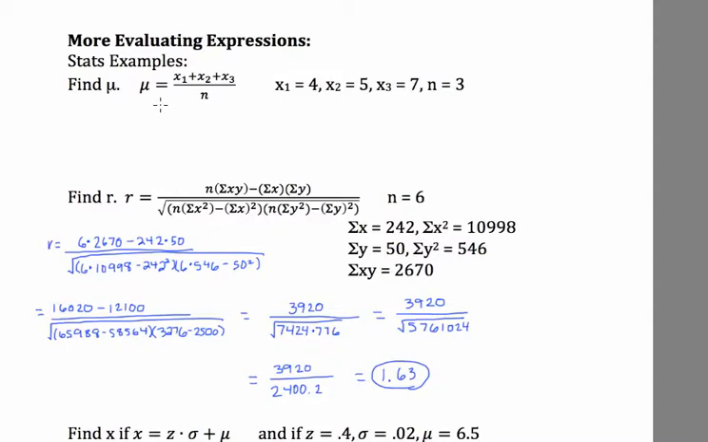For example, the first one. This is actually finding an average, but you don't need to know what any of this stuff means, only that you're going to put in 4, 5, 7, and 3 for x1, x2, x3, and n. So you sub those in, you add up the top, and then divide by 3. So our mu, our mean, is 5.3 repeating.